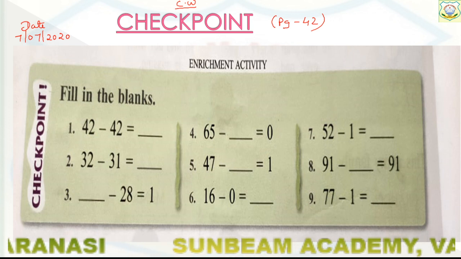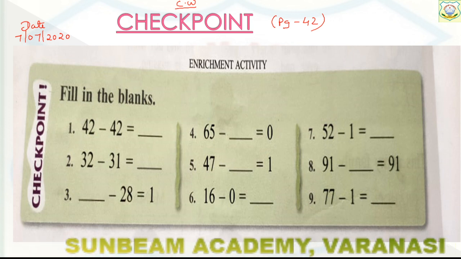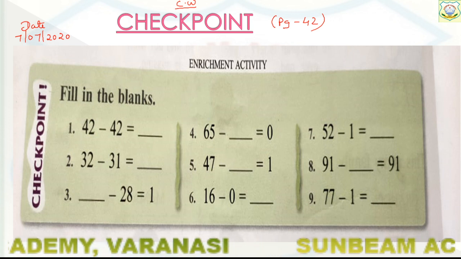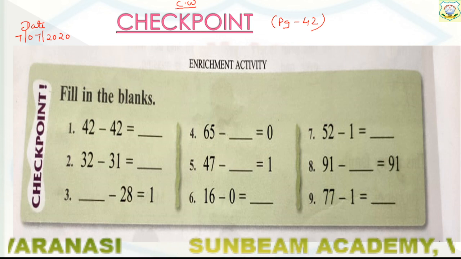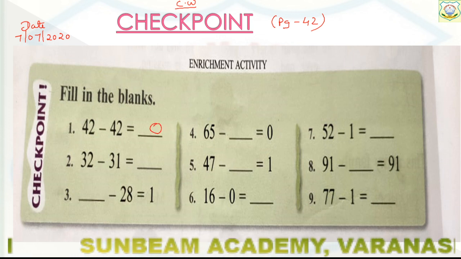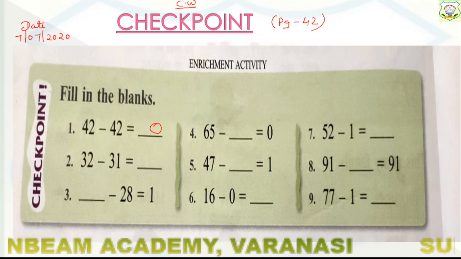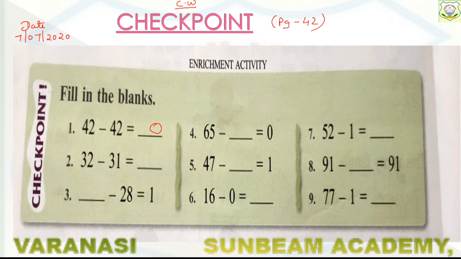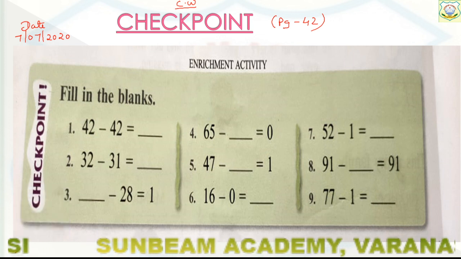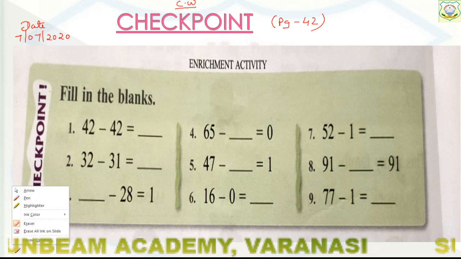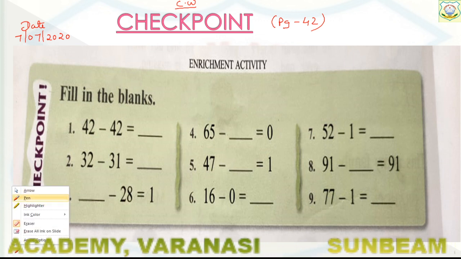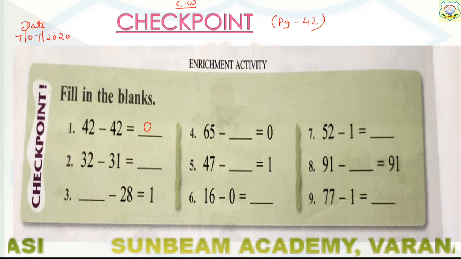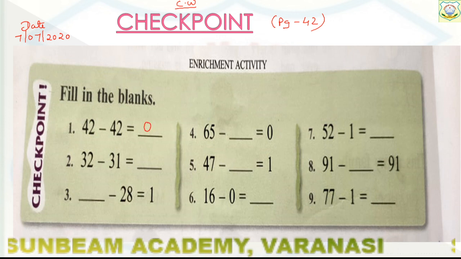So now see here, students, the first question is 42 minus 42. If we subtract the same numbers, we get what? 0. Okay? So now write 0. My 0 is not looking good to me. So now I am erasing it and I will write again. Okay? You also have to write neatly. Okay? So now we will write here 0.